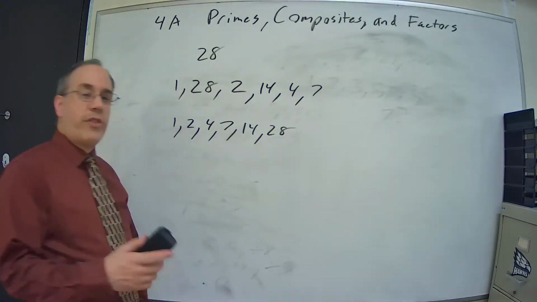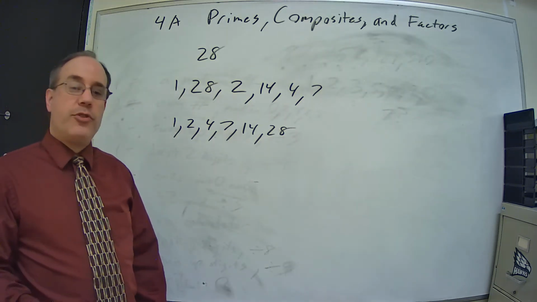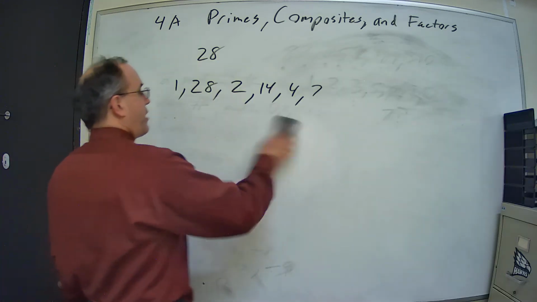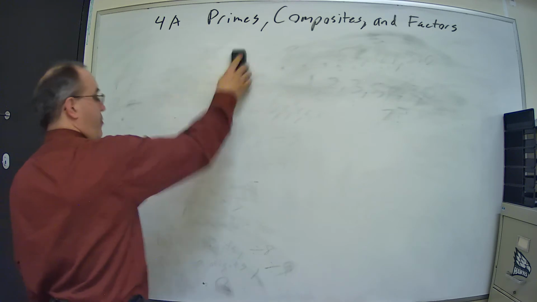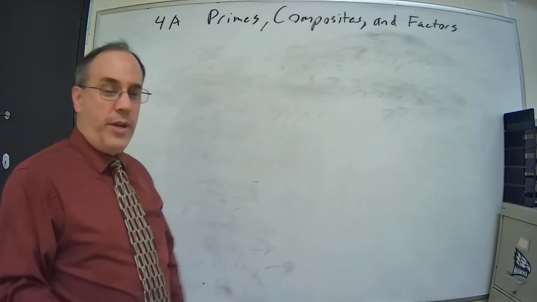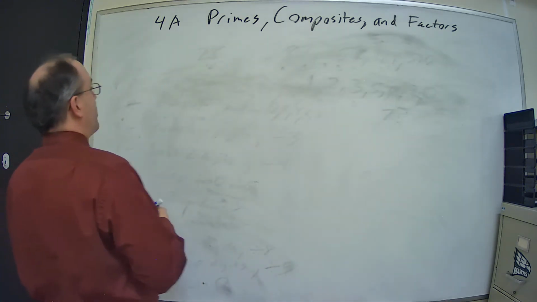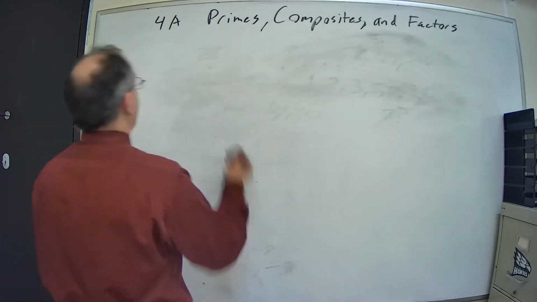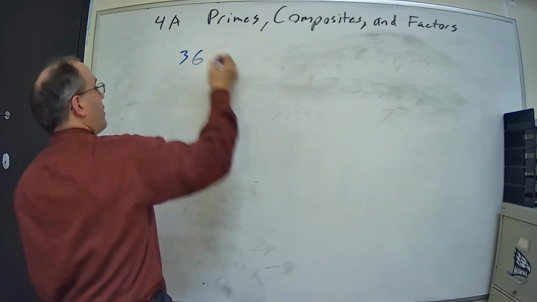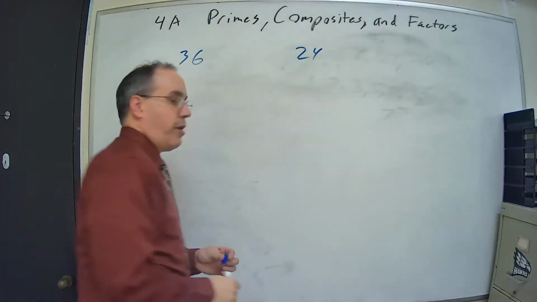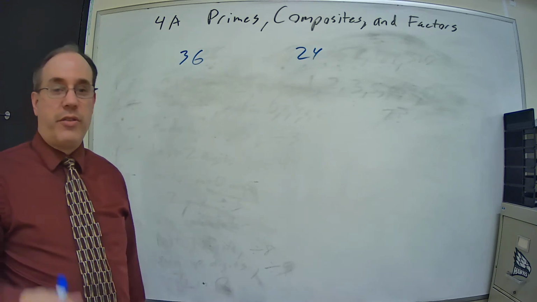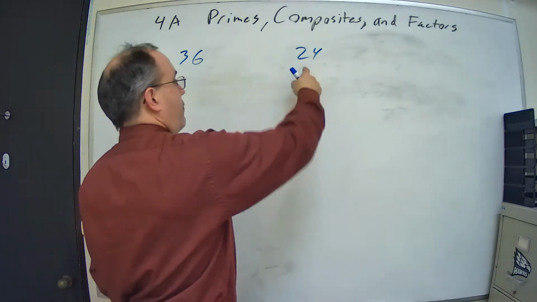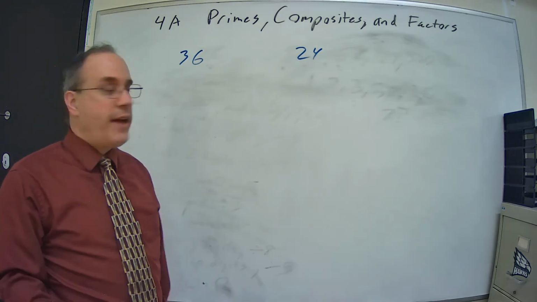Now, if you have more than one number, sometimes you want to find common factors. Common factors are those that occur in both of those numbers. So let's say we take 36 and 24, and I want to find all of the common factors. So what I'm going to do is factor 36 and factor 24, and find all the factors for them.